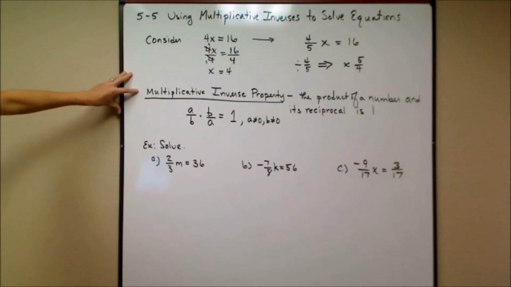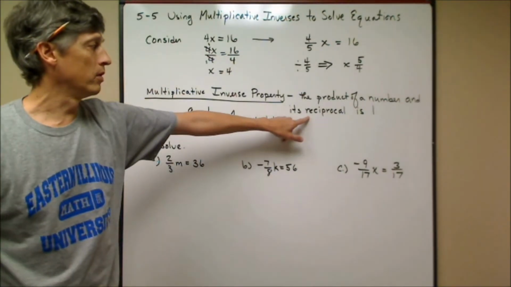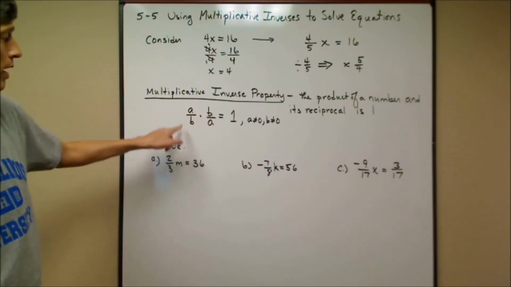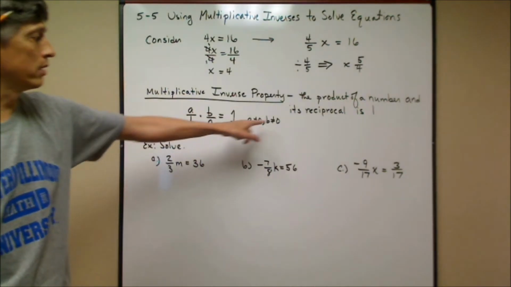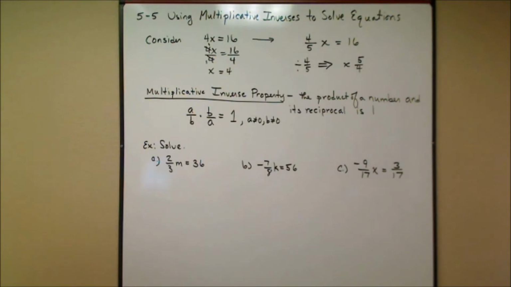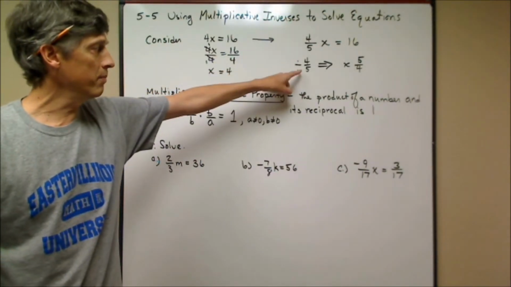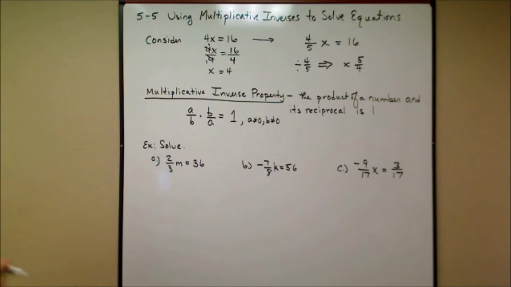And that brings in the multiplicative inverse property, or the inverse property of multiplication, which says that the product of a number and its reciprocal is 1. See, a over b times b over a, these are reciprocals, and you get 1, provided that a is not equal to 0 and b is not equal to 0, because of course you can't have 0 in the denominator. So we're going to use this key idea right here, that dividing by a fraction is the same as multiplying by the reciprocal.